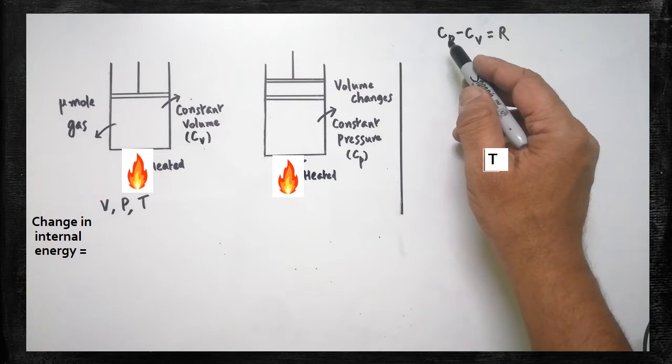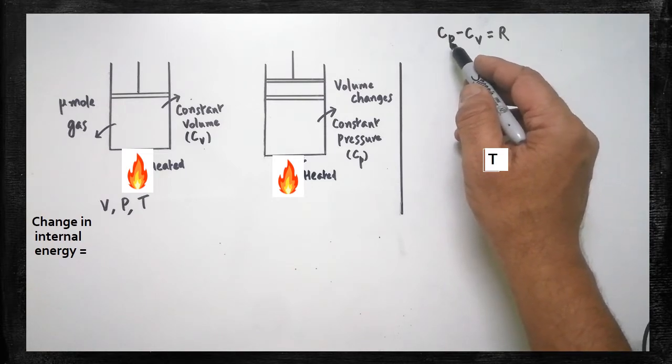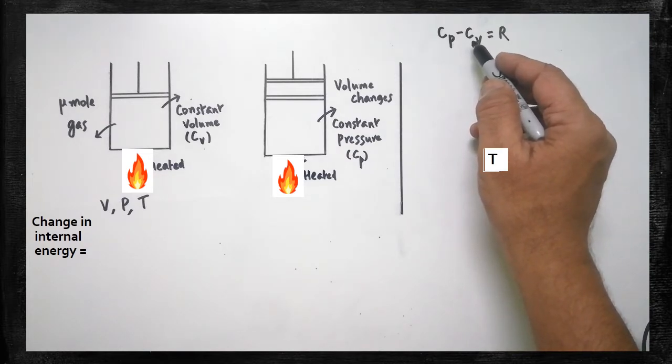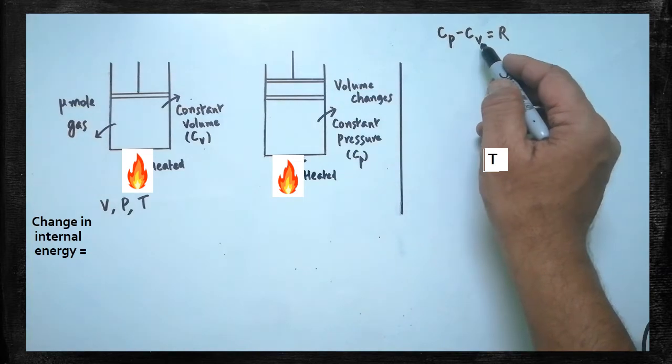Here Cp, you should know what is Cp and Cv. Cp is called the molar specific heat capacity of the gas at constant pressure. What is Cv? Molar specific heat capacity of the gas at constant volume. So that is the meaning of Cp and Cv. Their definitions are given in the textbook.